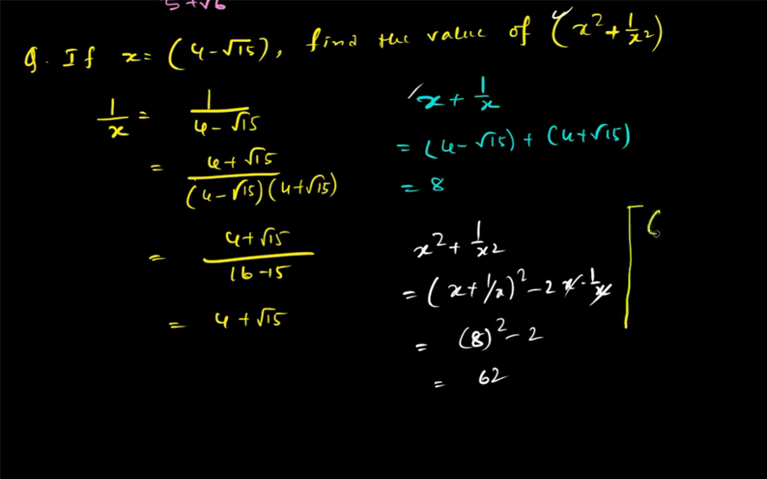The formula that I have applied here is a square plus b square. Let me write it down. a square plus b square equals (a plus b) whole square minus 2ab, and also (a minus b) whole square plus 2ab.